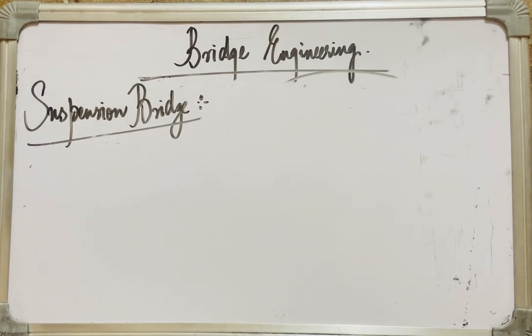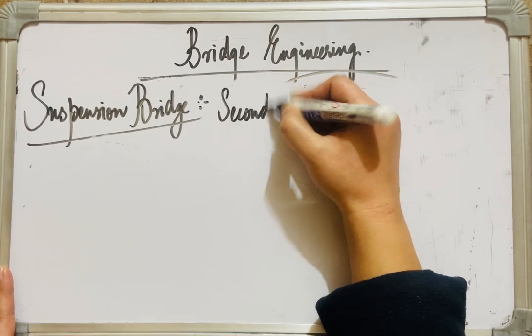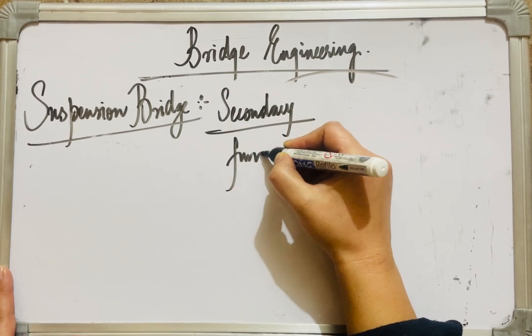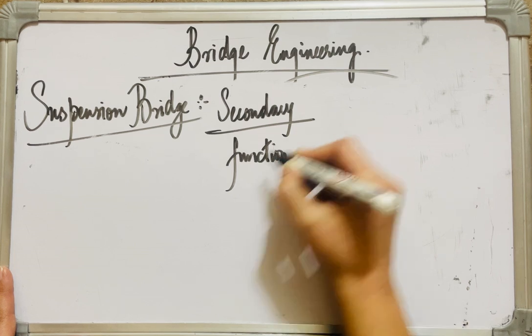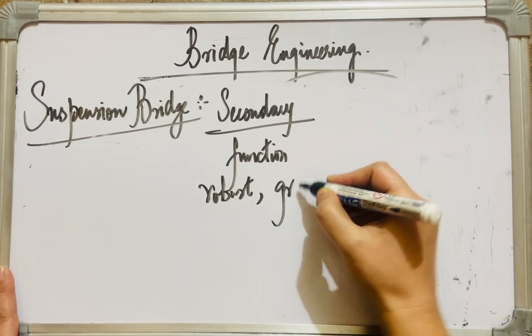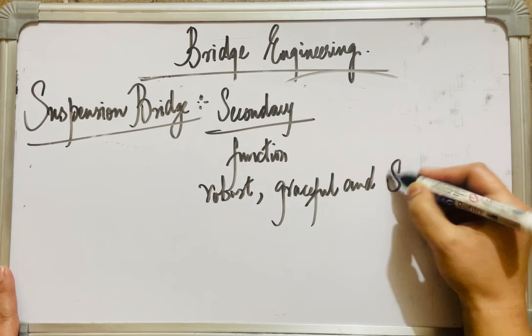All right. So besides the primary function of the load transferring mechanism that is being done by these towers in case of a suspension bridge that are embedded in the foundation below, the secondary function is that they give the entire suspension bridge a robust, graceful and soaring visual image.